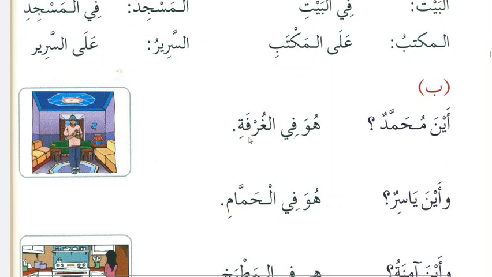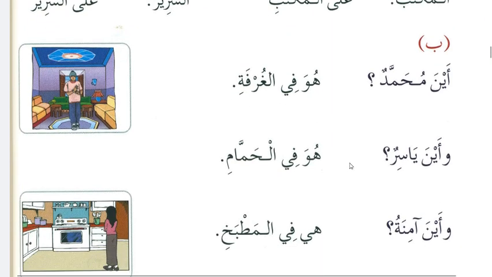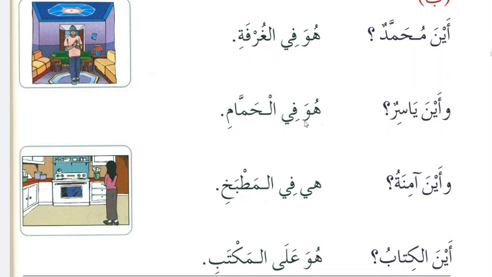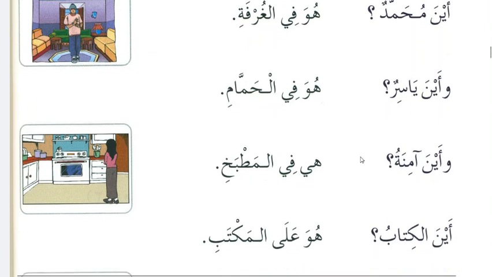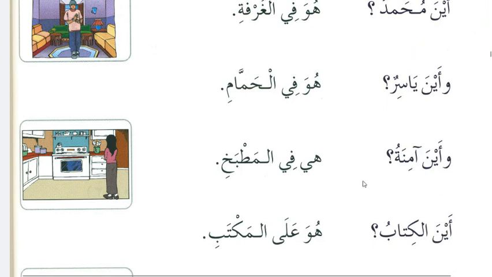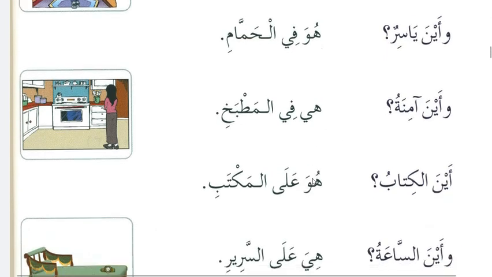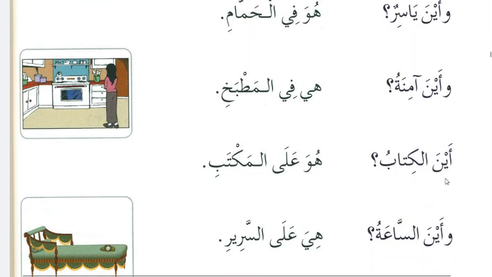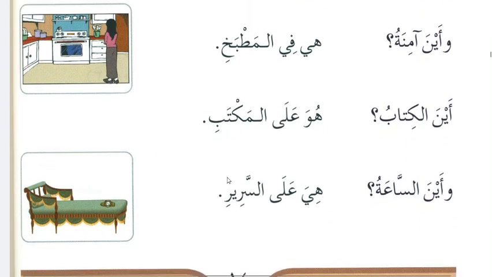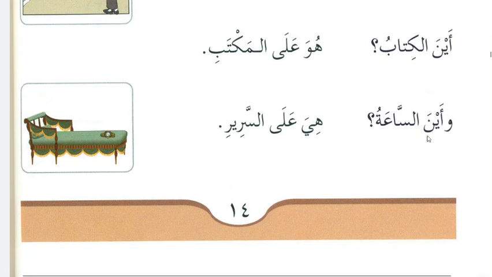Aina Muhammad, where is Muhammad? Huwa fil ghurfa, he is in the room. Wa aina Yasir, and where is Yasir? Huwa fil hammam, he is in the bathroom. Wa aina Amina, and where is Amina? Hiya fil matbakh, she is in the kitchen. Aina al-kitab, where is the book? Huwa ala al-maktab, it is on the table. Wa aina as-sa'a, where is the watch? Hiya ala al-sarir, it is on the bed.